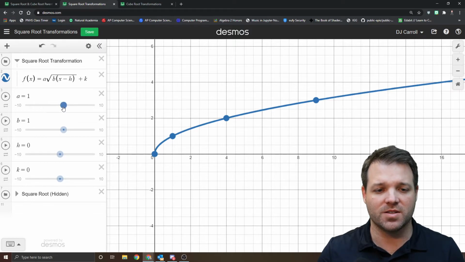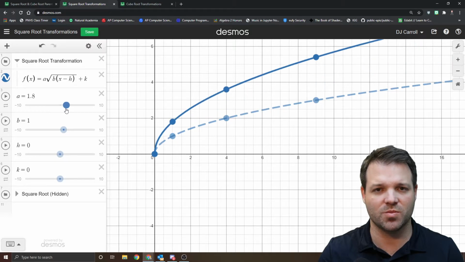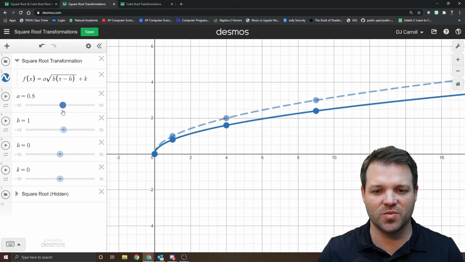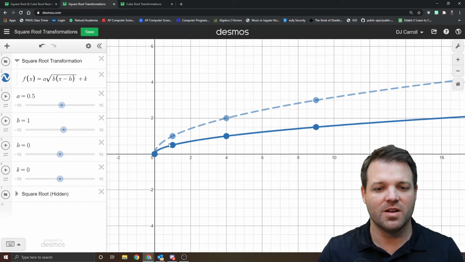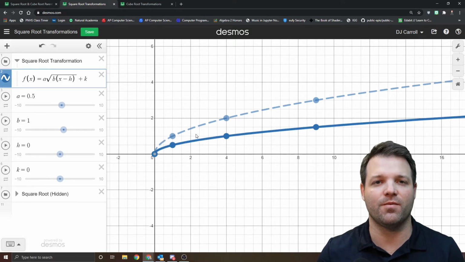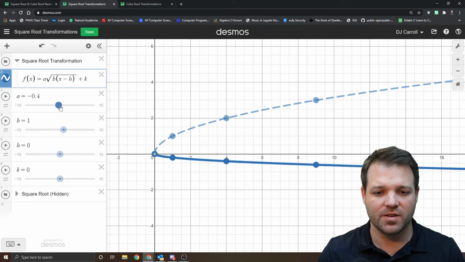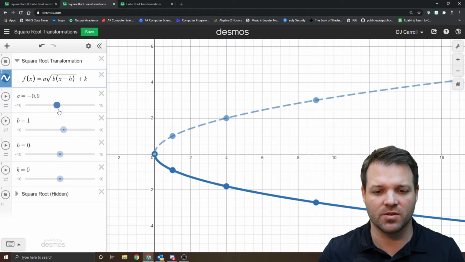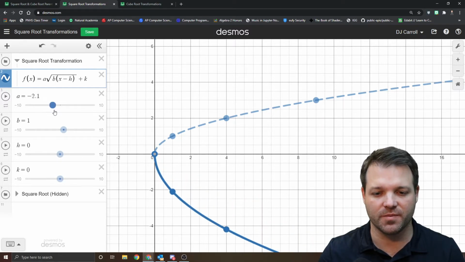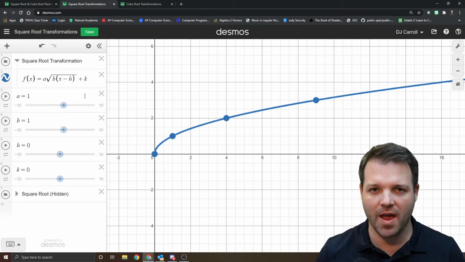The a on the outside, if I increase a, it's going to stretch it vertically, stretch these points up by some kind of multiplier. And if I'm multiplying by a fraction, if a is like half, for example, let's see if we can get half, right? Then it is compressing that function vertically. And if a is negative, then it flips over the x-axis. Okay, so it goes down, gets flipped vertically. Okay, there we go. So the exact same transformations that we're used to for every single parent function, by the way.